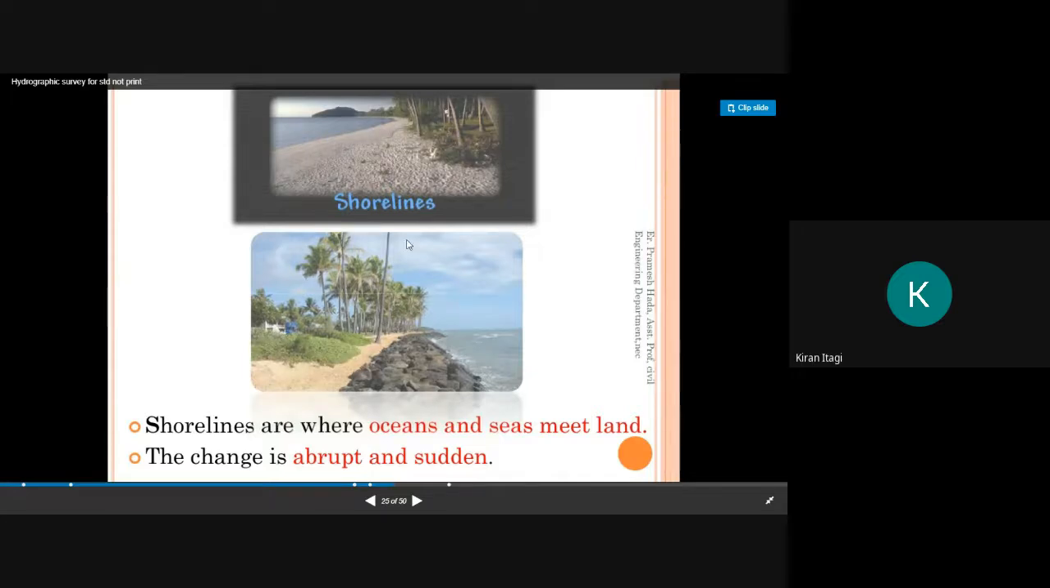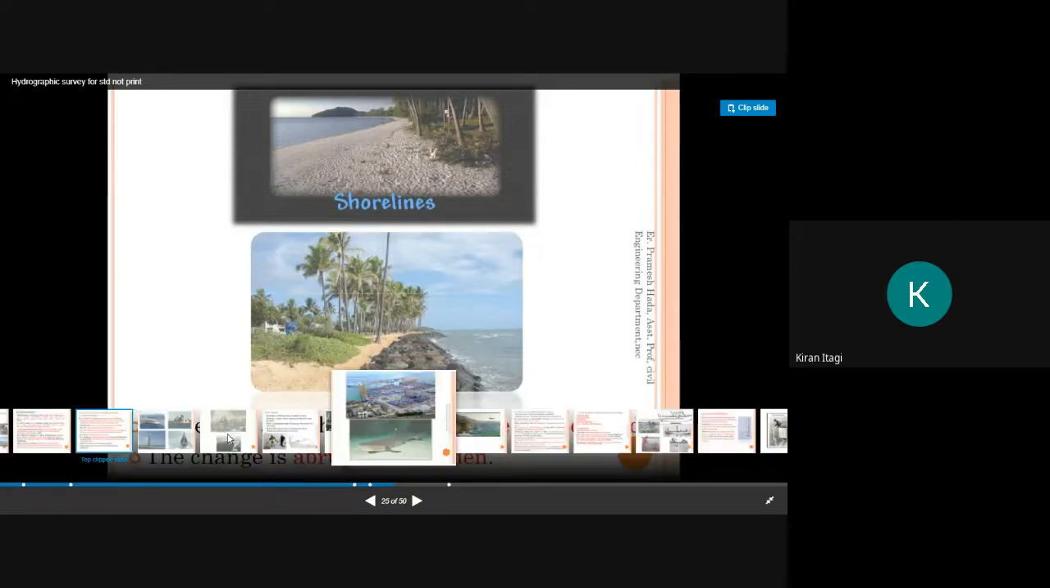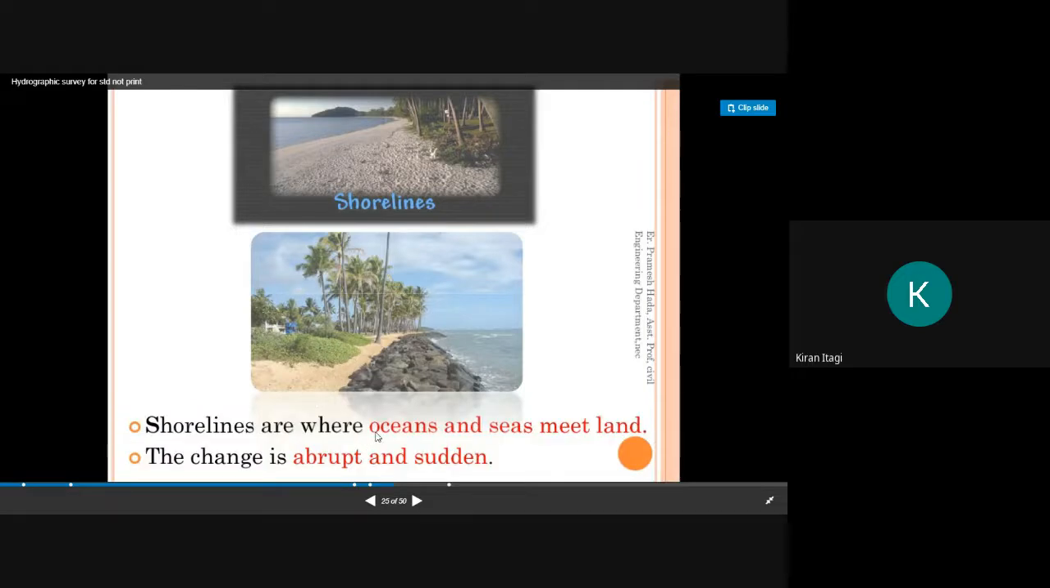So what is seashore? Seashore is nothing but the place where the water ends. Seashores are where the ocean and sea meet. The change is abrupt and sudden.